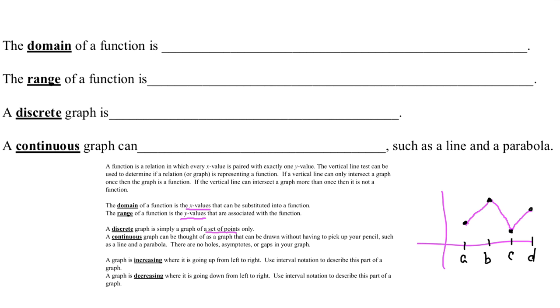So in this situation, your function is increasing from the x value of A to the x value of B, union, and then your function is also increasing from your x value C to your x value D. So there are two sections here where your function is increasing or going up. And there is one section here where your function is going down, so your function would be decreasing from B to C.